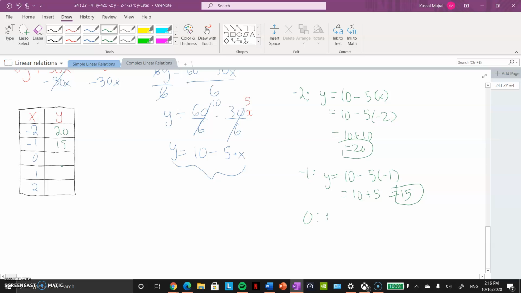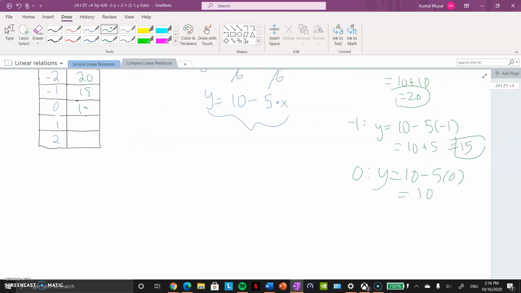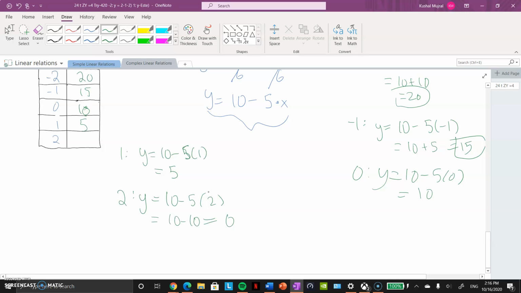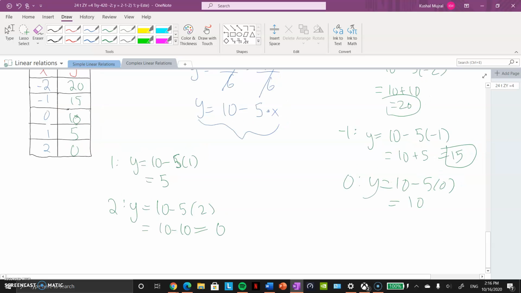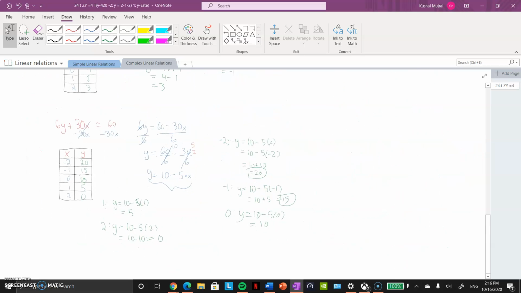Let's take a look at 0. y equals 10 minus 5 times 0, which is just 10. So we can write 10 here. Let's take a look at 1. y equals 10 minus 5 times 1, which is 5. So we write 5 here. Let's take a look at 2. y equals 10 minus 5 times 2, which is 10 minus 10, which is 0. So this is 0. That's our last table of values. And that's complex linear relations.